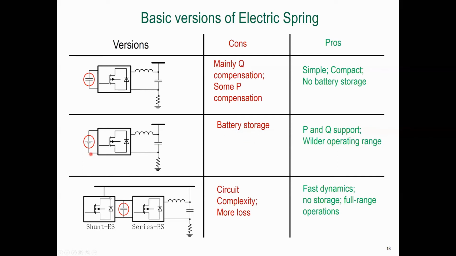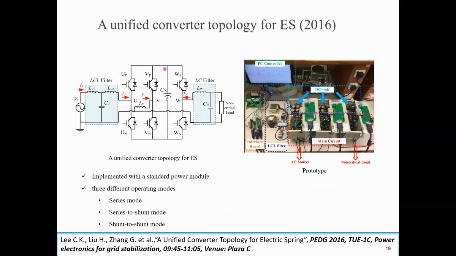If you don't want a battery, we can also use a back-to-back configuration. Okay, so we can use two inverters. One is in a shunt arrangement, the other is a series arrangement. In that case, we can provide full active and reactive power support, and we have fast dynamics, no energy storage such as battery. Now, this circuit may look complicated, but in practical implementation, it can be done with only 6 switches. Okay, so it is still a low-cost solution.